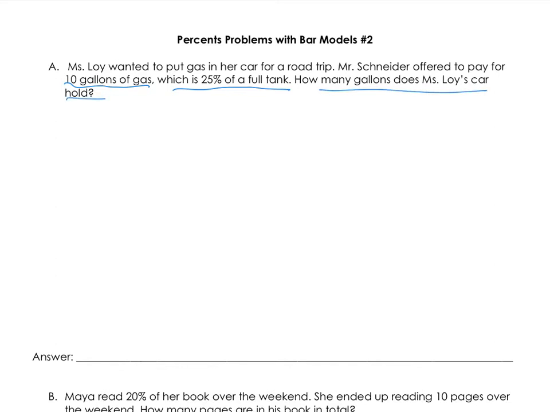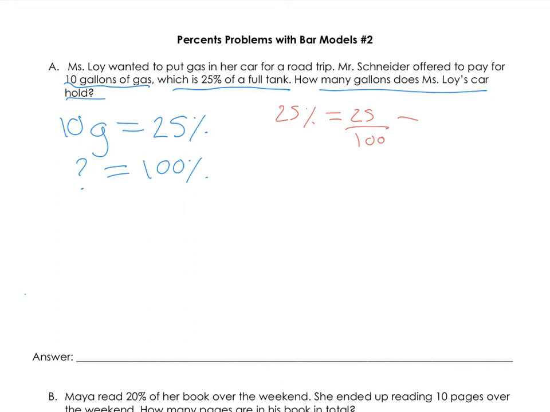So what do we know in this problem? We know that Mr. Schneider is going to put in 10 gallons of gas, and that is equivalent to 25%. What we're trying to figure out is how many total gallons of gas can she get, which is, of course, 100% of the tank. So we can use a bar model to help us out here. We know that 25% can be written as a fraction, as 25 over 100, which can be simplified to 1/4.